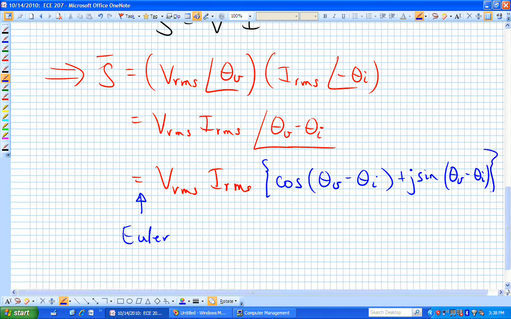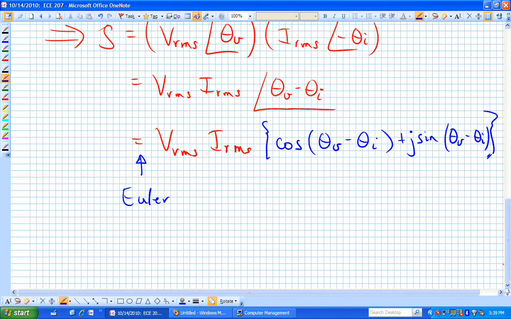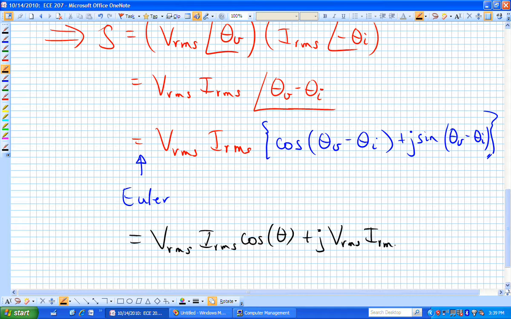where that angle is the difference between our voltage phasor and our current phasor. And we might simply write that. We may say, let's just call that difference theta. Instead of theta v minus theta sub I, sometimes we might just say, all right, we have VRMS, IRMS, cosine of theta, plus j VRMS, IRMS, sine of theta.